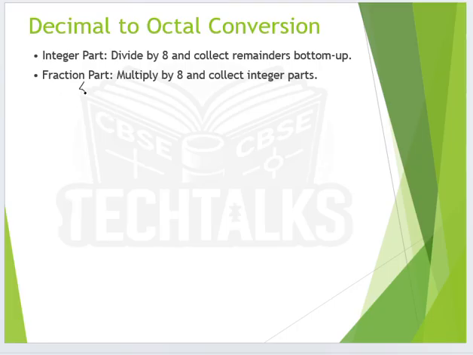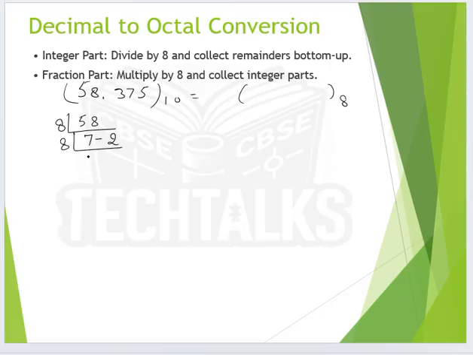I am taking the example as 58.375. This is in decimal and you have to convert it into octal. In the previous video also I explained how to convert decimal into octal. You have to divide by 8. 8 sevens are 56 and 2 remainder. Again divide by 8. Now the quotient will be 0 and the remainder will be 7. So if we write separately 58, which is decimal, the equivalent of this is 72 in octal. So we will go with this way.